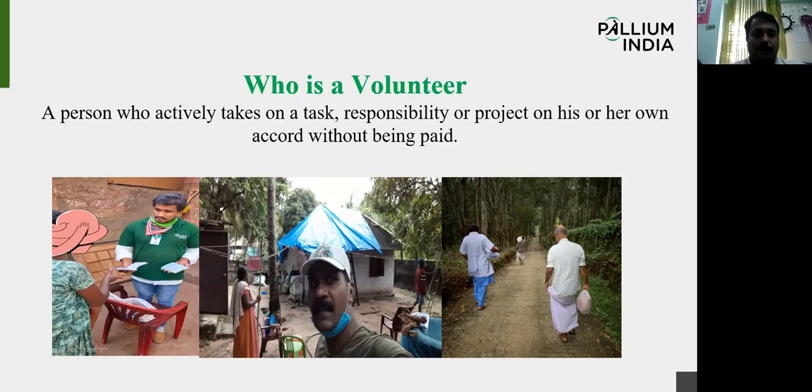The first picture shows a volunteer distributing medications, which the home care team asked the volunteer to distribute to that particular beneficiary. The second picture shows a beneficiary's home that has some trouble, and they are trying to cover their house with a tarpaulin, a plastic sheet. Then the volunteers are carrying the food kit to a beneficiary's family.